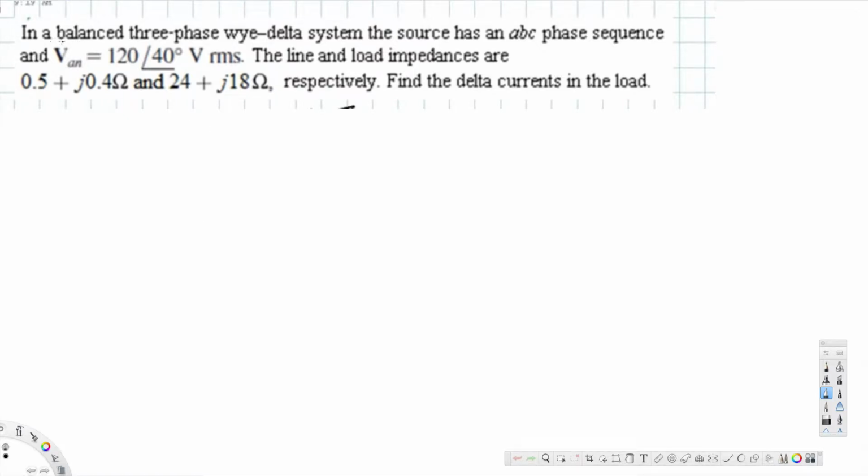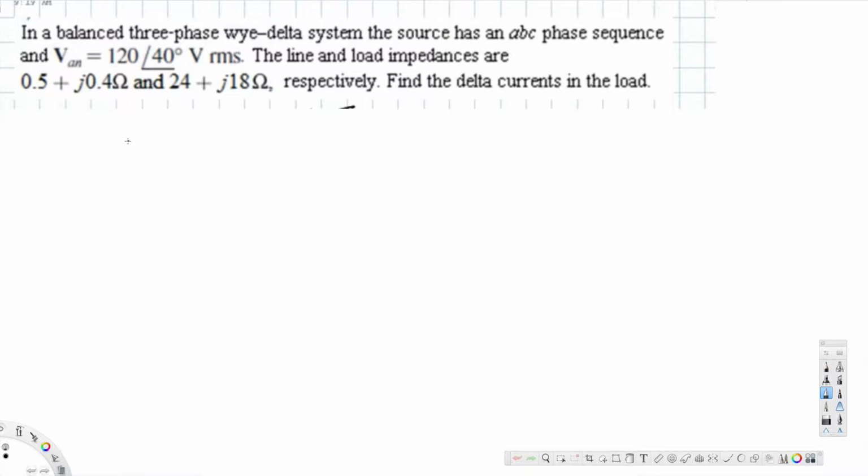Here this question is asking, in a balanced three-phase Y-delta system, the source has an ABC phase sequence and VAN is equal to 120 angle 40 degrees V RMS. The line impedance is 0.5 plus j0.4 ohm and the load impedance is 24 plus j18 ohm, respectively. Find the delta currents in the load.